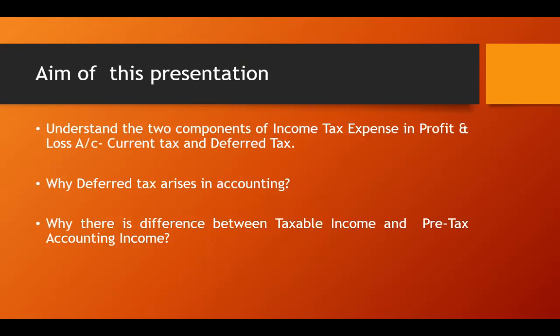To begin with, this is the aim of this presentation. First objective is to understand the two components of income tax expense in the profit and loss account. They are current tax and deferred tax. If you see the profit and loss account disclosed by any listed company in their annual report, you can find two items on the debit side: current income tax expense and deferred income tax expense. We want to understand this concept. Second one is why deferred tax arises in accounting. Third one is why there is a difference between taxable income and pre-tax accounting income.